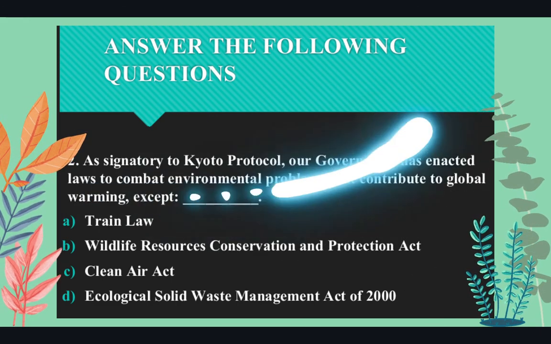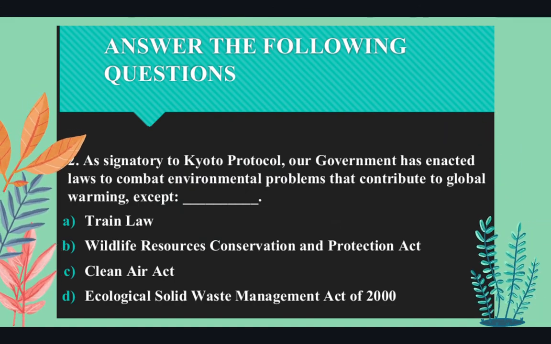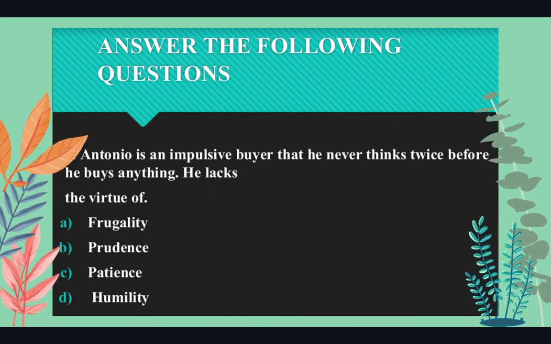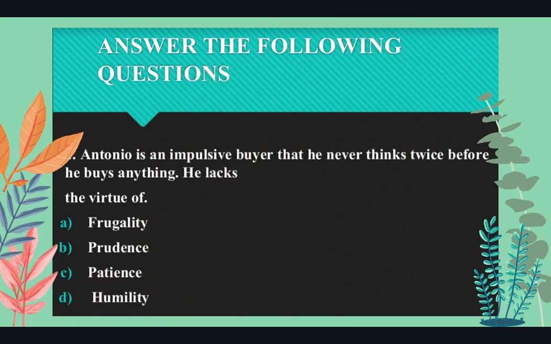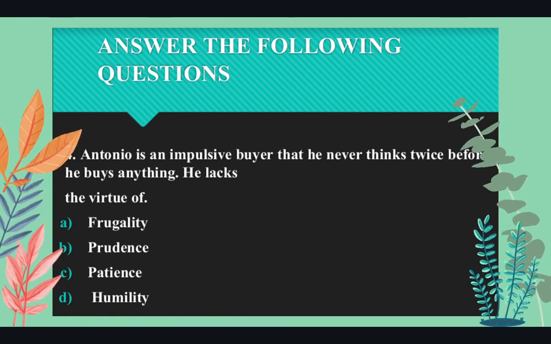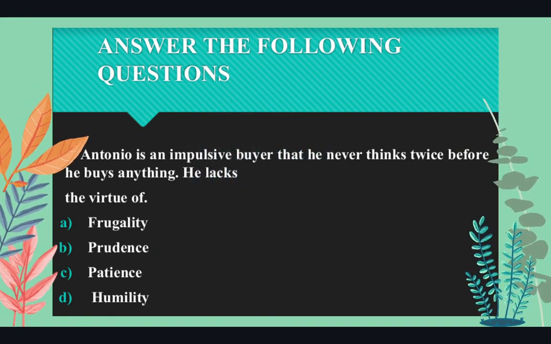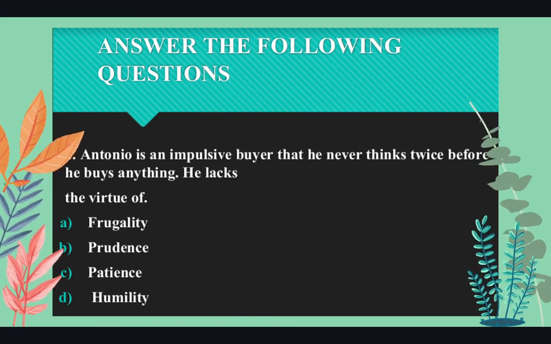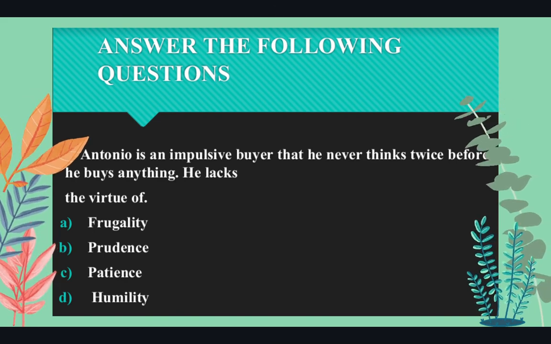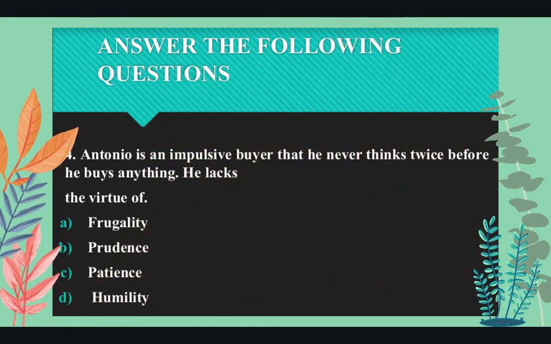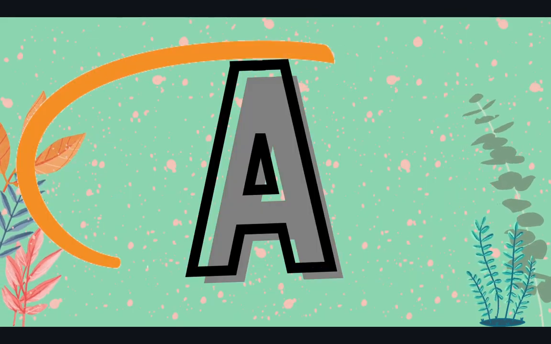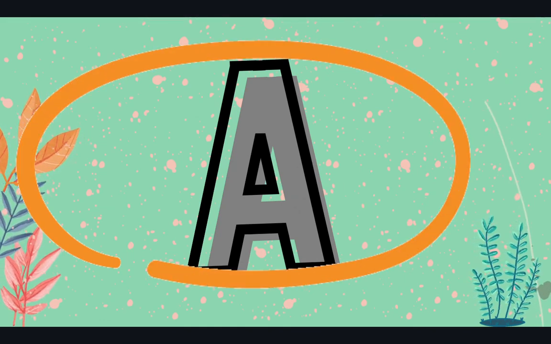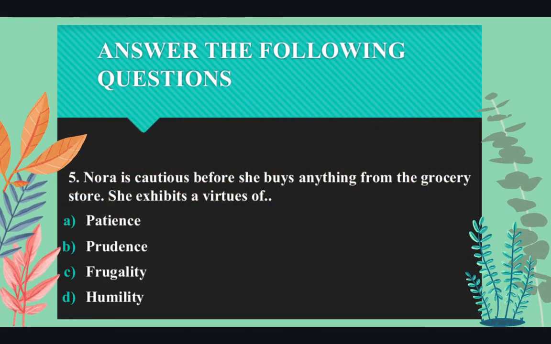Okay? Next, for the next question, tingnan natin kung meron pa ba. Ayan. So, Antonio is an impulsive buyer that he never thinks twice before he buys anything. Maraming ganyan dito, no? So, he lacks what? He lacks the virtue of A, frugality, B, prudence, C, patience, or D, humility. So, ano po kaya ang tamang sagot? Let's reveal. Ayan, may mga students na akong nakikitang sumasagot. The correct answer here is letter A, it's frugality. Wala siyang frugality.